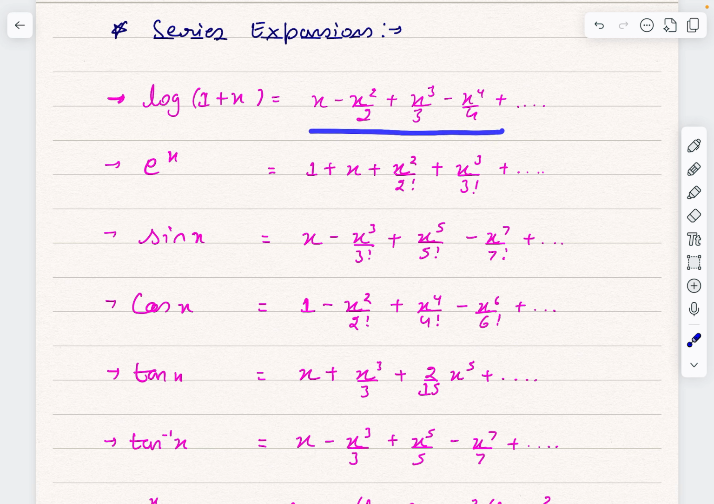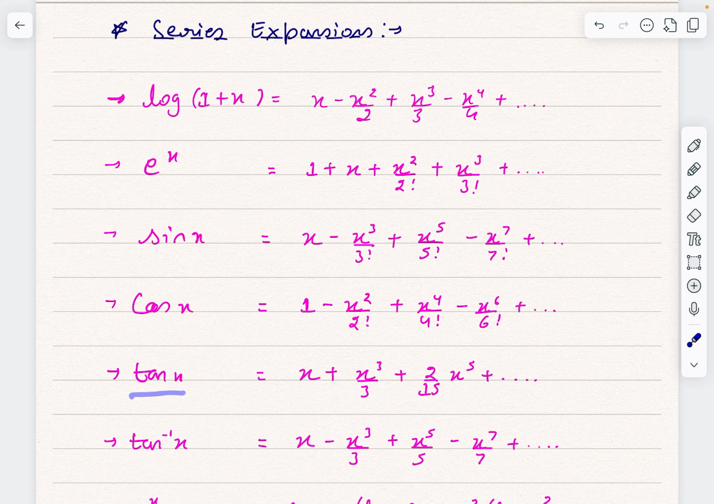Okay, you see a pattern here, so it will be helpful to remember. e^x is 1 plus x square by 2 factorial plus x cube by 3 factorial and so on. sin x is x minus x cube by 3 factorial plus x power 5 by 5 factorial minus x power 7 by 7 factorial plus so on. Next, cos x is 1 minus x square by 2 factorial plus x power 4 by 4 factorial minus x power 6 by 6 factorial and so on.